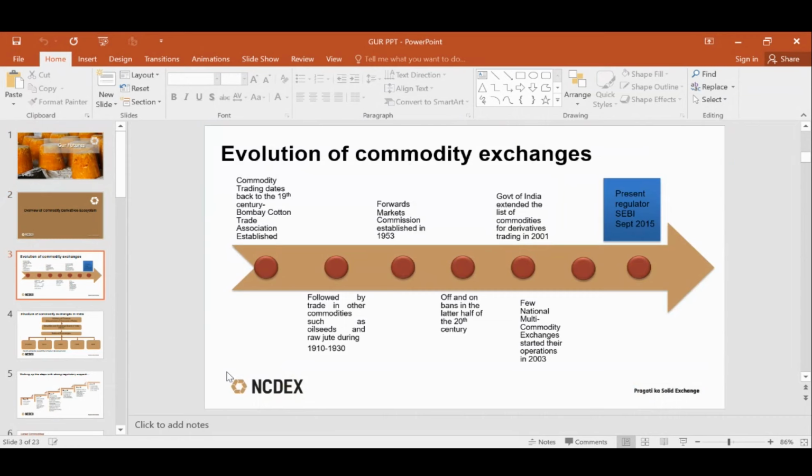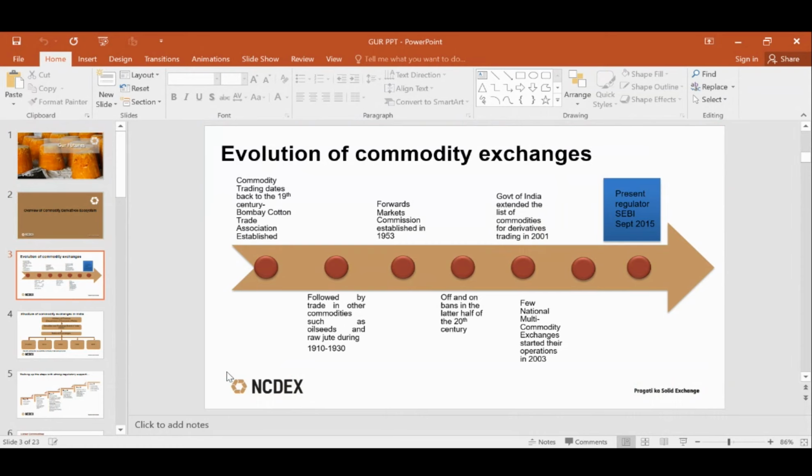Commodity derivatives trading dates back to the 19th century with the establishment of the Bombay Cotton Trade Association. After that, trading in other commodities was also started, like in oilseeds, in jute, in wheat. We earlier had Hapur Chamber of Commerce for wheat, and we had Calcutta Exchange for jute. Then in 1953, the Forwards Market Commission was established.